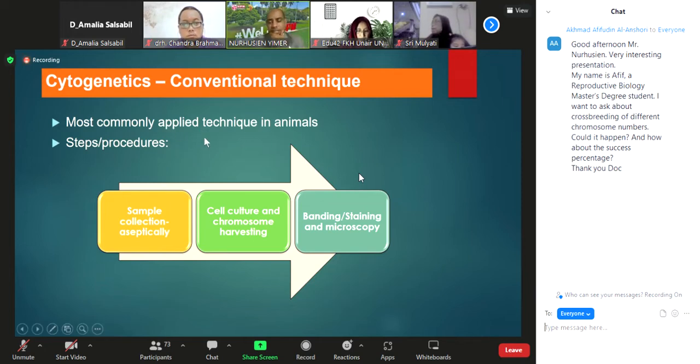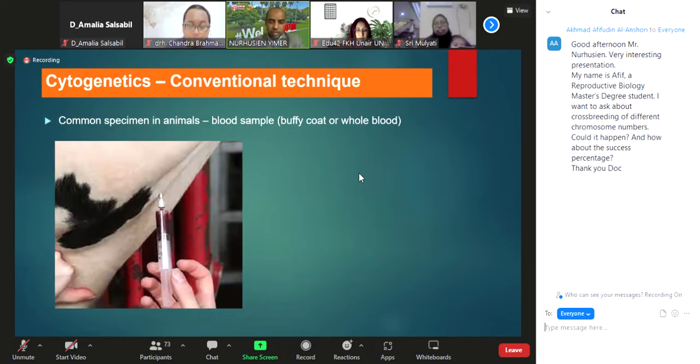So let's talk a bit more on this conventional technique. As I said, this is the most commonly applied technique in animals. When you look at the steps and procedures involved, it all begins with collection of the sample, and the best sample usually is the blood sample. You have to collect this sample aseptically to avoid any chance of contamination. After you harvest the blood sample, you need to go for cell culture and chromosome harvesting. And after you harvest the chromosomes, then you can go for staining, banding, and microscopic examination.